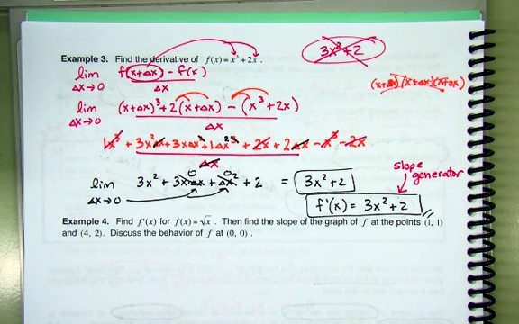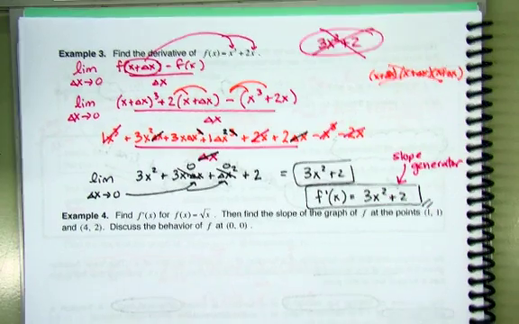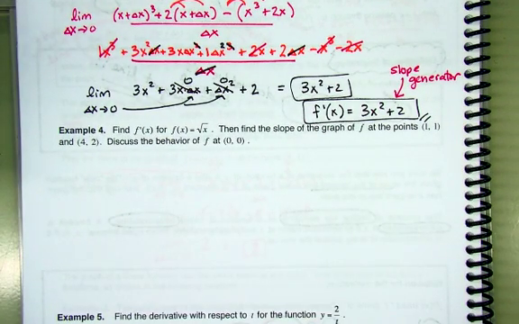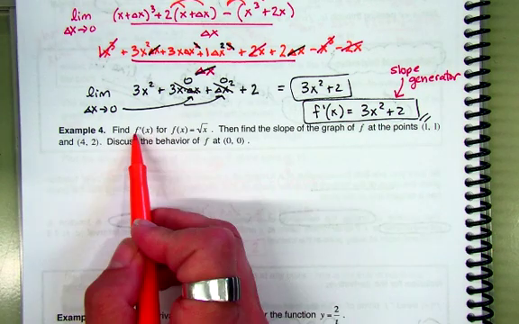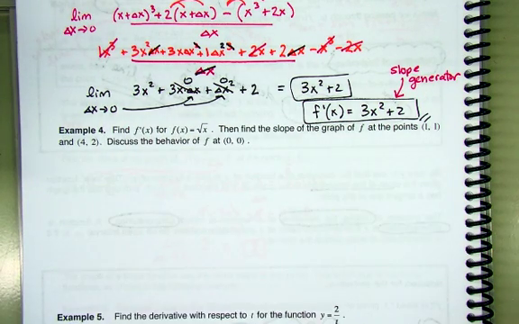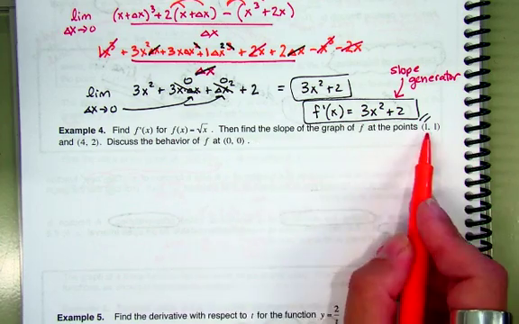All right, let's try two more here. One with a radical and then the last one with a rational. Our function is f of x equals square root of x. First it wants us to find f prime. When it wants you to find f prime, you're just going to do it in terms of x, keep the x's with you. Then find the slope of the graph at those 2 points.